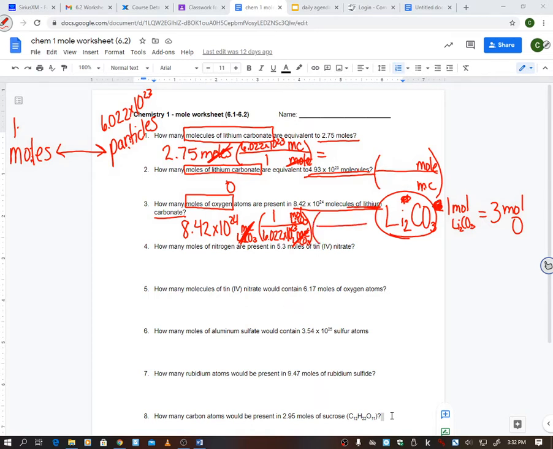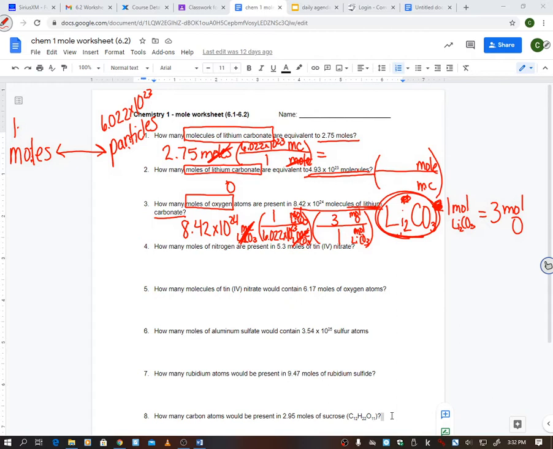For the second step, I'm going to put moles of lithium carbonate on bottom so it can cancel out, their division. And what I want to be left with is moles of oxygen. Now there are 3 moles of oxygen in one of these things right here. So what I would end up doing is 8.42 times 10 to the 24th divided by 6.022 times 10 to the 23rd multiplied by 3. Okay, so that's how you would set that up.